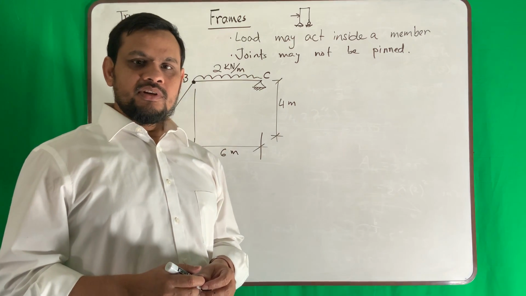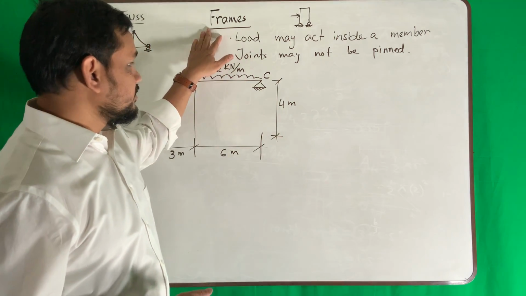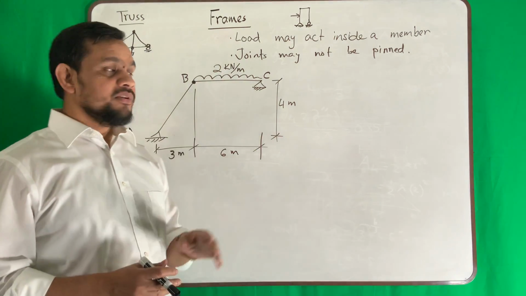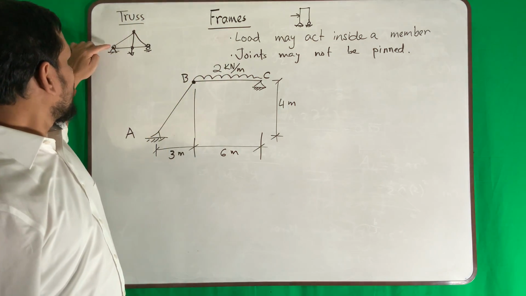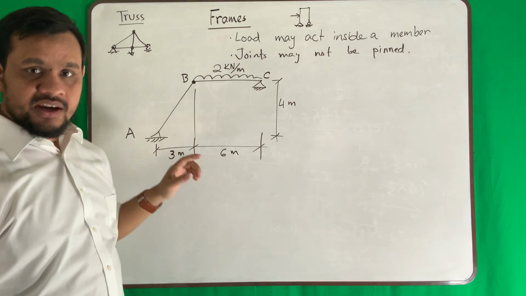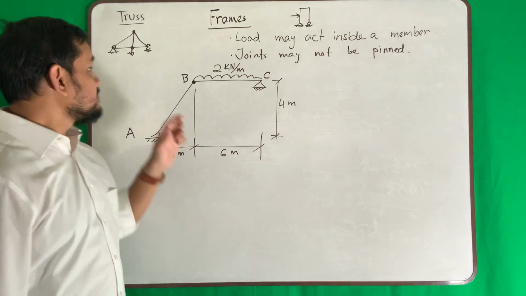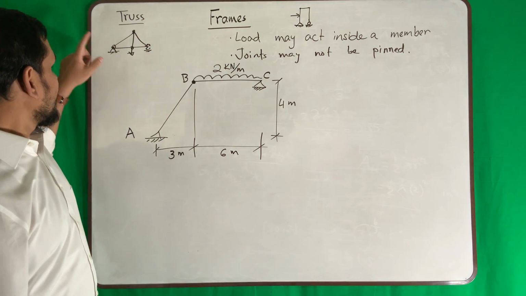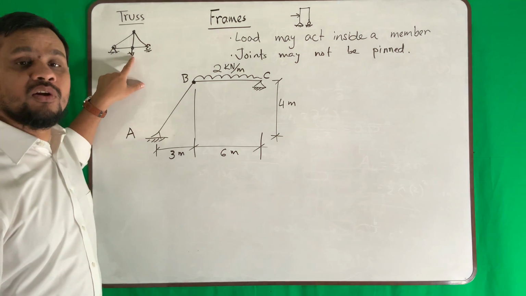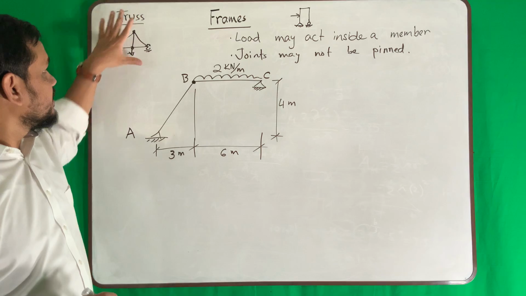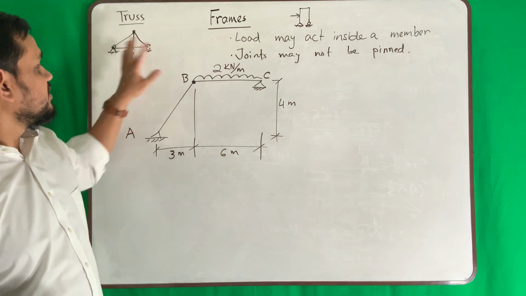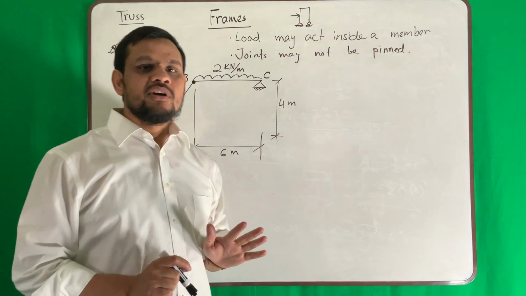This time I will discuss frames. So what is the difference between frames and truss? In truss we saw that all the joints are pin connected. All the joints in a truss must be pin connected. And second, all the loads will act at the joint only. That is truss. For frame, these two conditions do not apply.